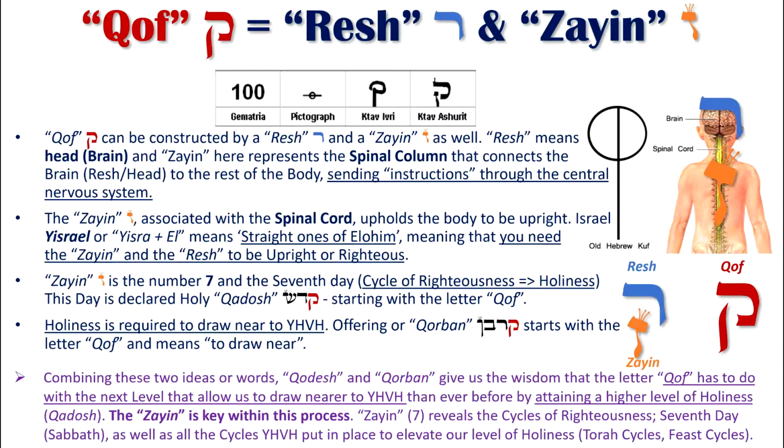Now what we see here is that the letter Kuf is the letter that represents righteousness and holiness. It connects to both. And you need both in order to grow into righteousness and holiness. Now the Kuf, connected to the Resh or the mind, gives us the idea to renew the mind, to change the mindset, to shape the mind.